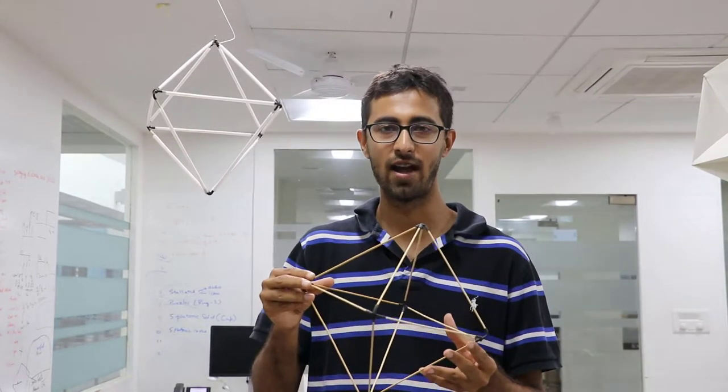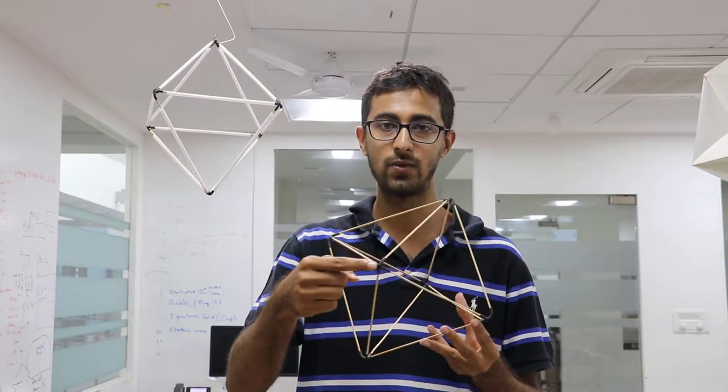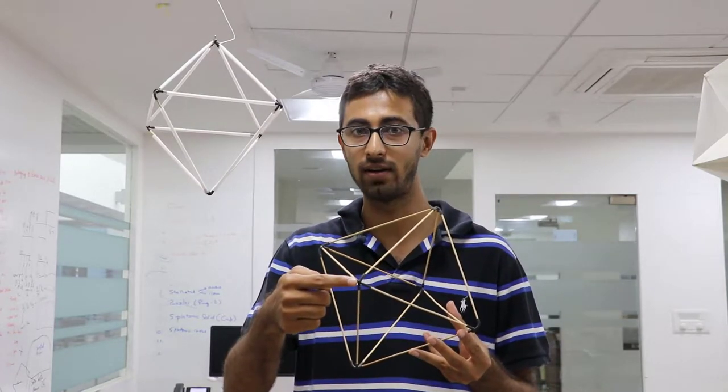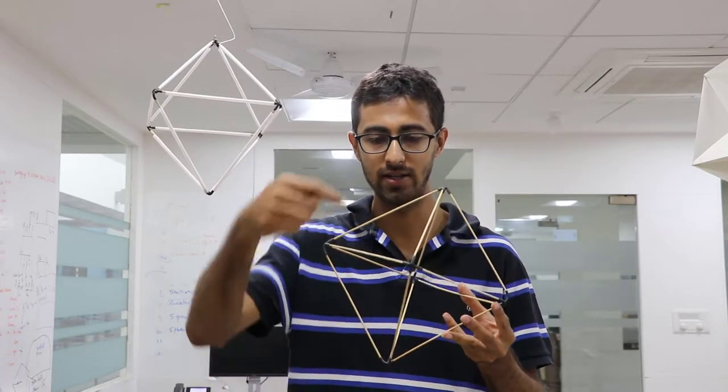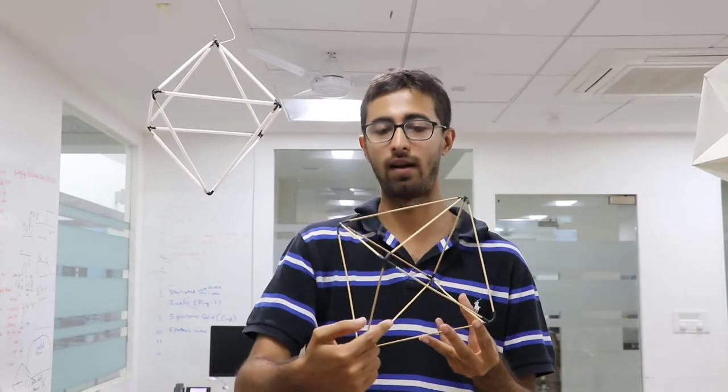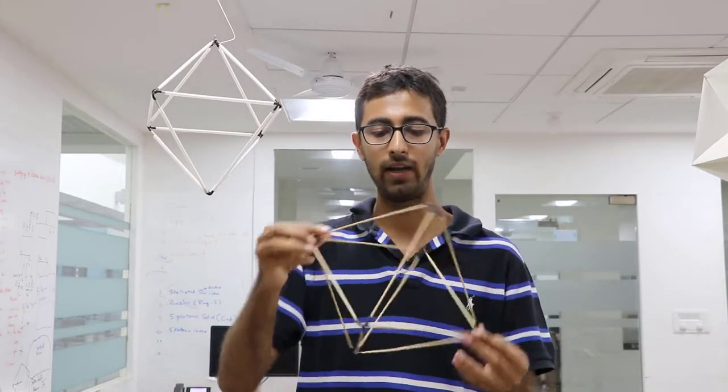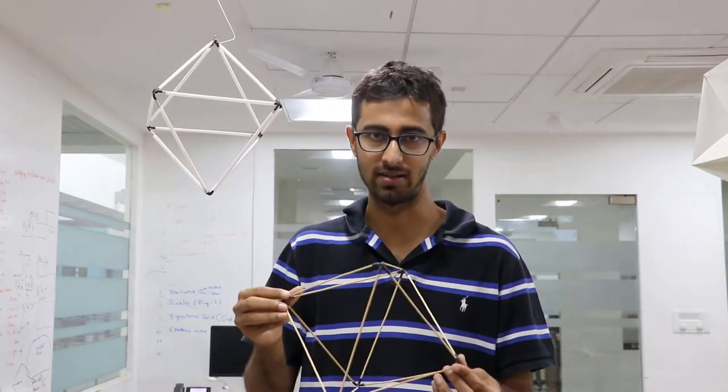In this structure, as you can see, each vertex will have four adjoining equilateral triangles. For this vertex, for example, we can see first, second, third, and the fourth equilateral triangle, making it a total of eight triangles, that is eight faces.